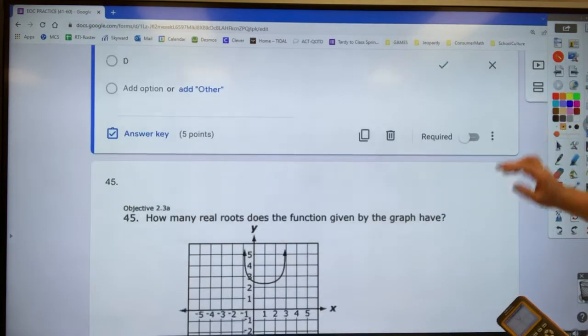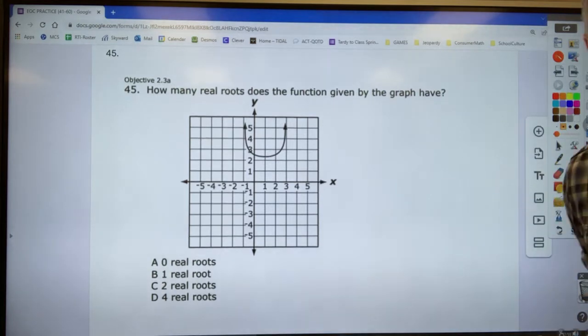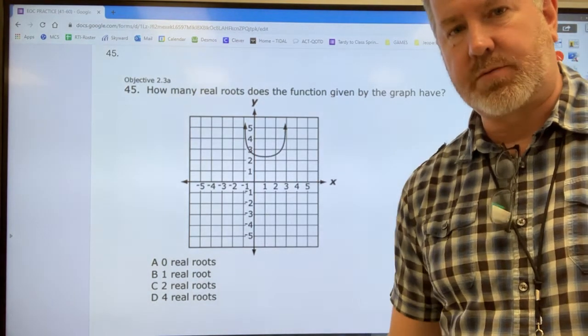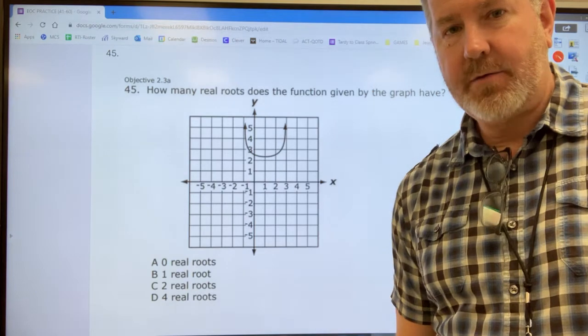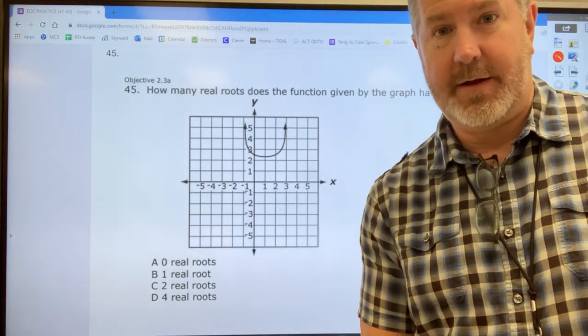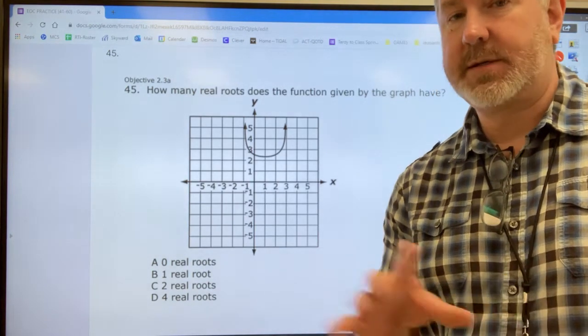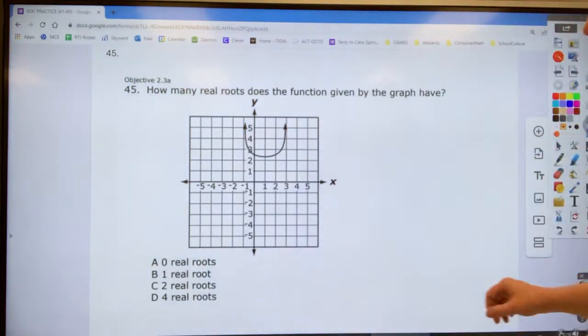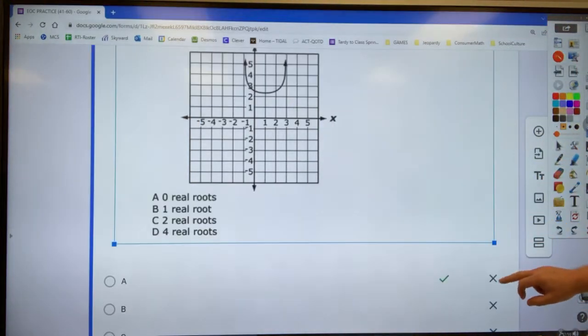There it is. All right, 45. We're at 7 minutes, 50 seconds. We're doing great. How many real roots does this have? Oh my gosh, the roots are where it crosses through the x-axis, right? Right, everybody? Right, Hunter Bowen? Exactly. That's where it crosses through the x-axis. It doesn't cross through the x-axis. 0 roots. That was easy.